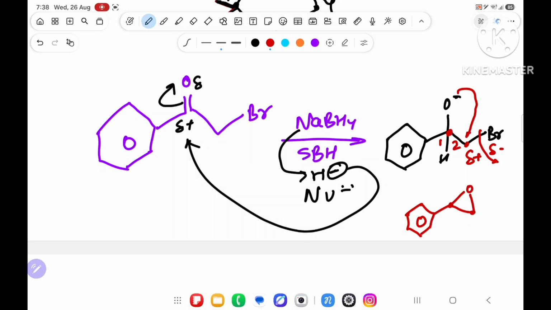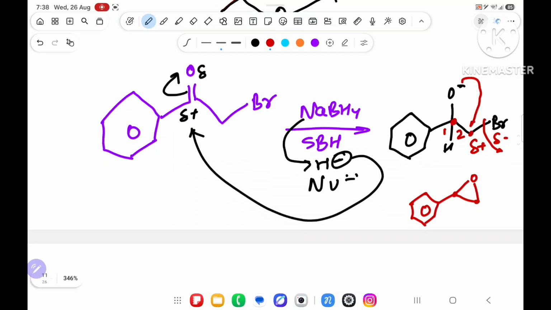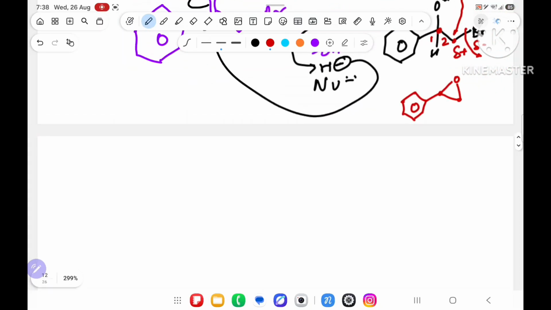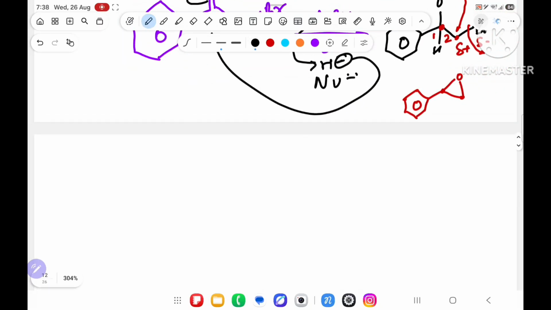I hope you are understanding. Yes, sir, we understood a little bit about Grignard reagent. You have to understand more. Then you will see Grignard reagent in one shot, which I have dictated in approximately 1 hour 40 minutes.